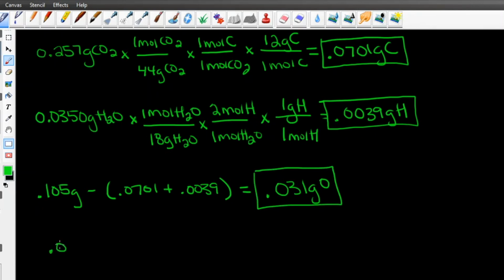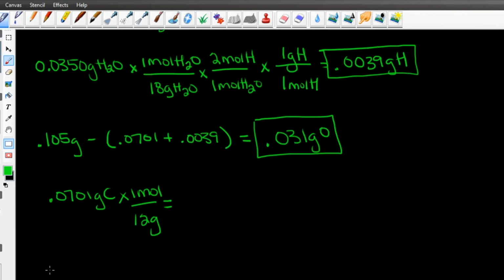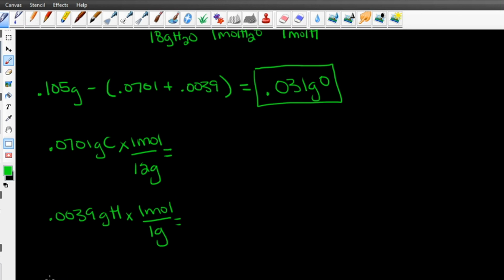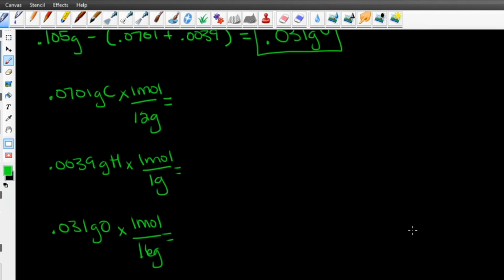All right, here we go. 0.0701 grams of carbon, 1 mole, 12 grams. And 0.0039 grams of hydrogen, 1 mole, 1 gram. And 0.031 grams of oxygen, 1 mole, 16 grams. Okay. And let's calculate these out.